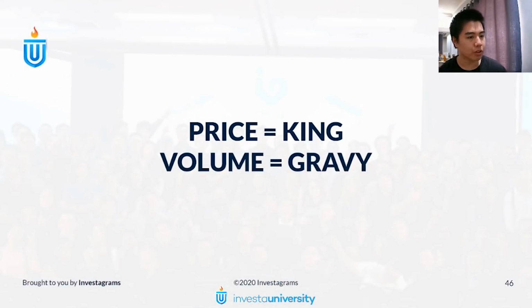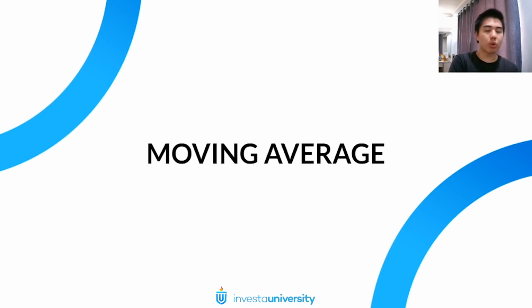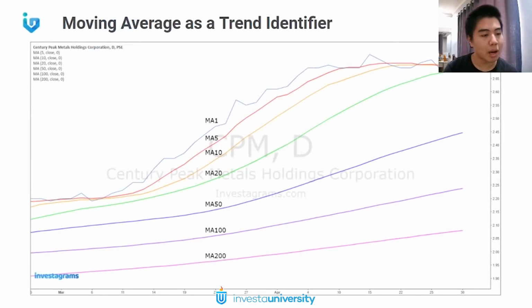So I believe that's it for the volume indicator. Right now, we're going to move on to moving averages. This is one of the basics that we all need to know. I'm sure a good amount of us here already know it. So what exactly are moving averages?